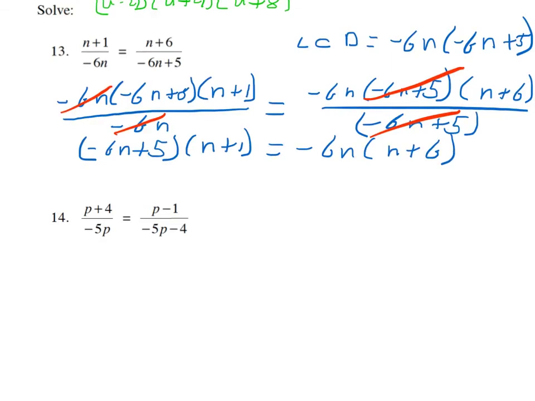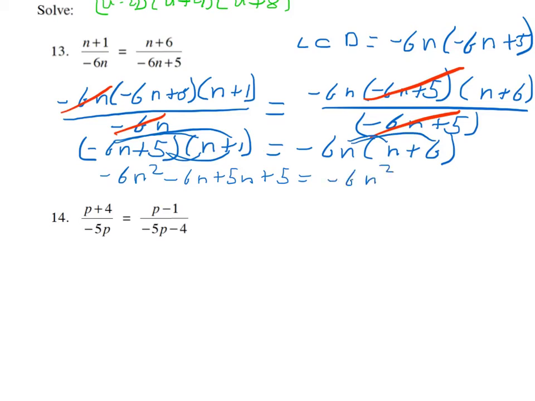Now, I need to get rid of parentheses, so I'm going to distribute all this. So that's going to give me negative 6n to the second. Okay, that's this times this. Over here gives me minus 6n plus a 5n plus a 5 equals, and I'm distributing here, gives me a negative 6n to the second minus a 36n.